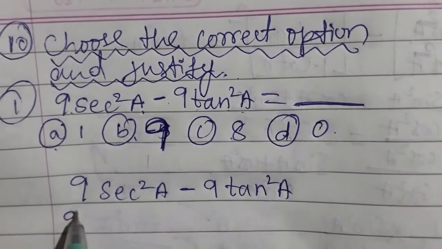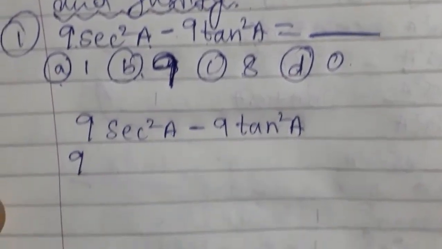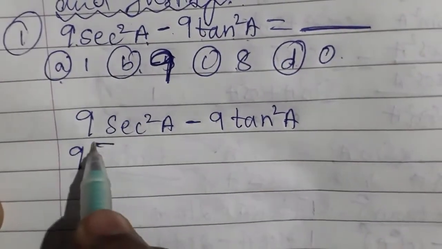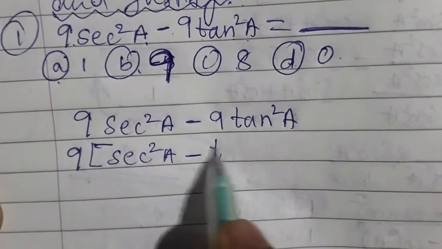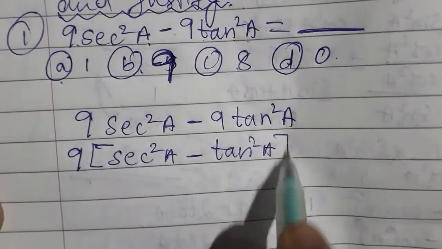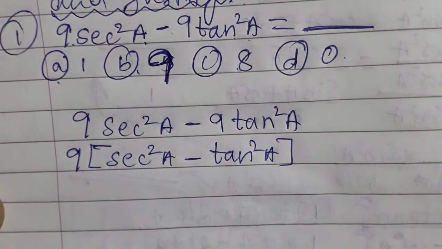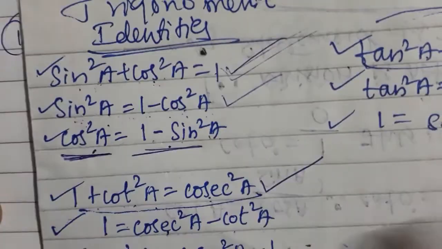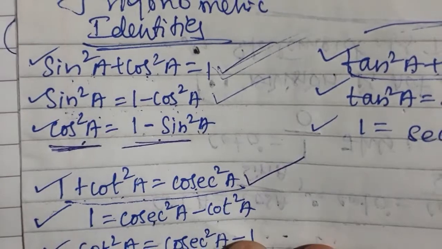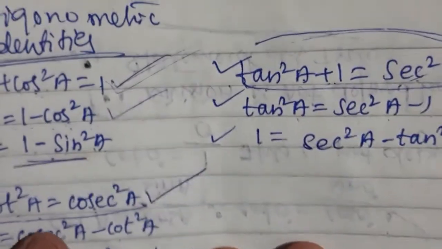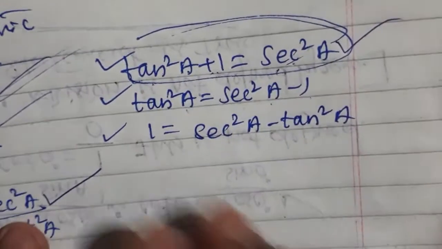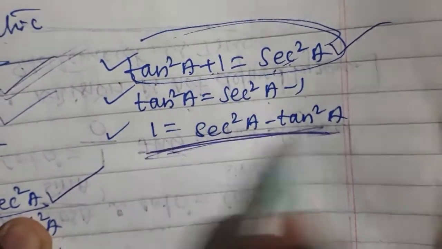Here you can notice 9 is common. So open the bracket. So what will I get? Secant square A minus tan square A. Now use your identity knowledge. We know that secant square A minus tan square A is equal to 1.